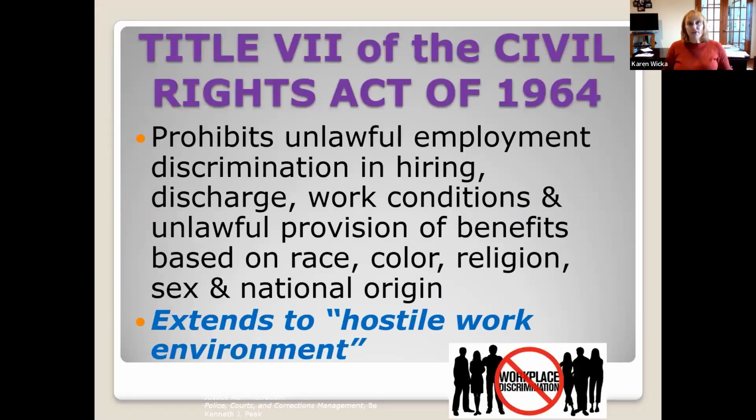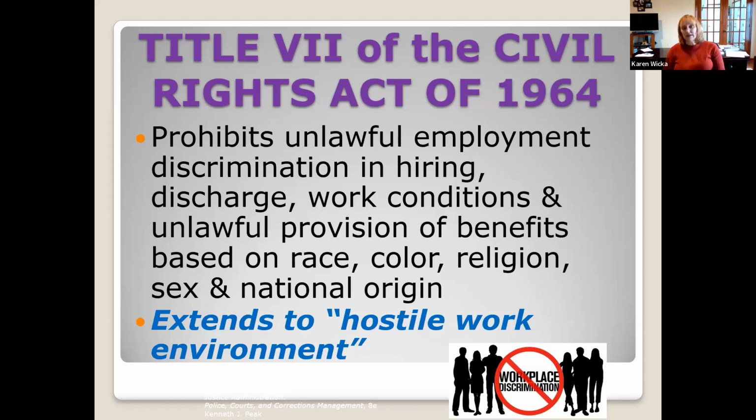Now, one of the laws that would govern that decision is Title VII of the Civil Rights Act of 1964. Title VII prohibits unlawful employment discrimination in hiring, discharge, which is firing, work conditions, and unlawful provisions of benefits, so giving certain people benefits over others, based on what we call protected class criteria: race, color, religion, sex, national origin. So in general, the rule is you should not make employment decisions for hiring, firing, work conditions, or benefits based on any of these characteristics, okay?